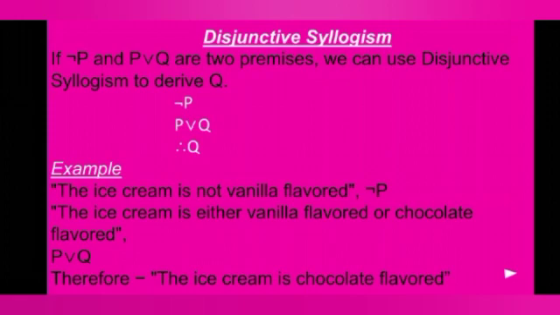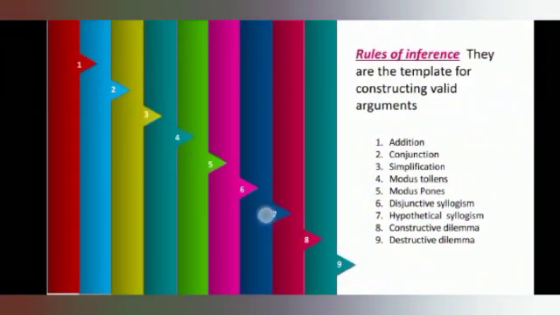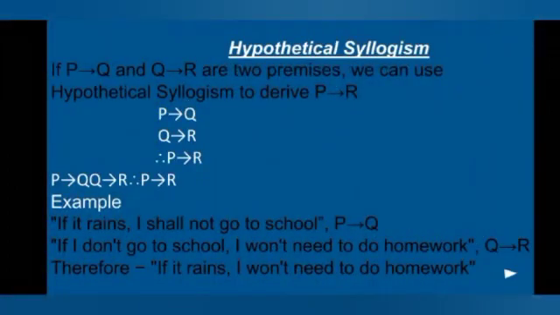For example, the ice cream is not vanilla flavor. That is negation P. The ice cream is either vanilla flavor or chocolate flavor. That is P or Q. Therefore, the ice cream is chocolate flavor. That is Q. That is true.